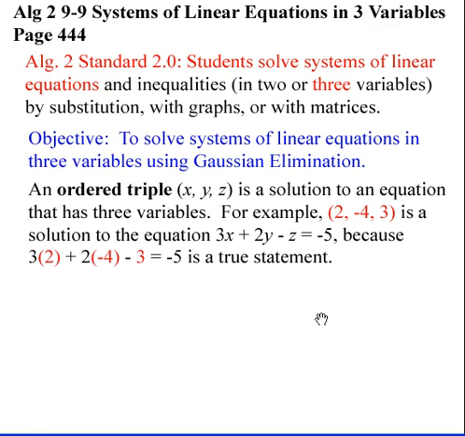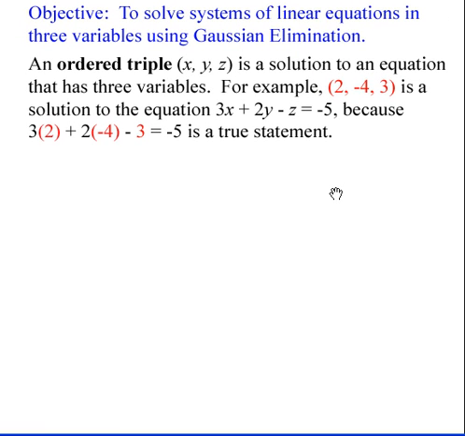But first, before we get to the idea of how to solve it, our answer, if there is one, could be an ordered triple in space. So we can have an x value, a y value, and a z value. And that would be the solution to an equation that has three variables. So for example, the ordered triple 2, -4, 3 is a solution to this equation, because if we substitute in 2 for x, -4 for y, and 3 for z, that gives us a true statement.